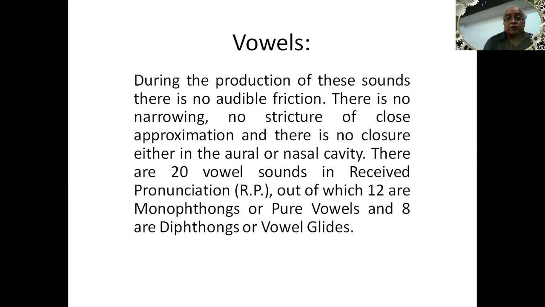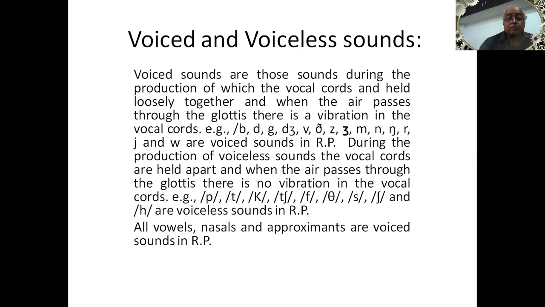And the vowel sounds. Vowel sounds are those during the production of which there is no audible friction. There is no narrowing, no stricture of close approximation, and there is no closure either in the oral or the nasal cavity. There are 20 vowel sounds in the received pronunciation, out of which 12 are monophthongs or pure vowels, and 8 are diphthongs or vowel glides.